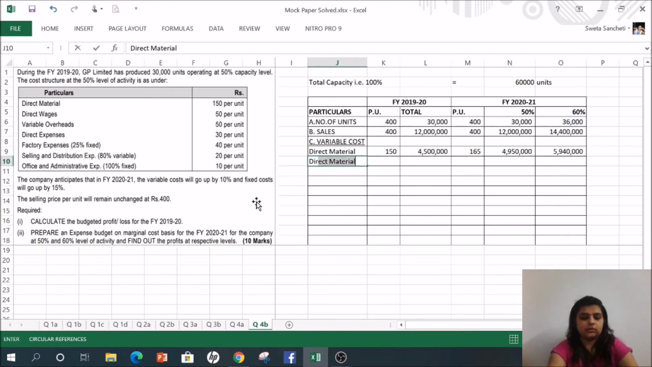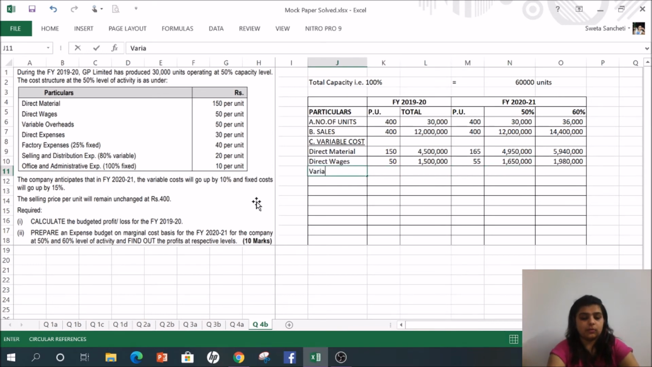Next is direct wages. Direct wages is 50 rupees per unit. So the same 50 into 30,000, and it will go up by 10%. So that would be 55. Similarly, we are doing for FY 20 and 21, number of units into the per unit cost.